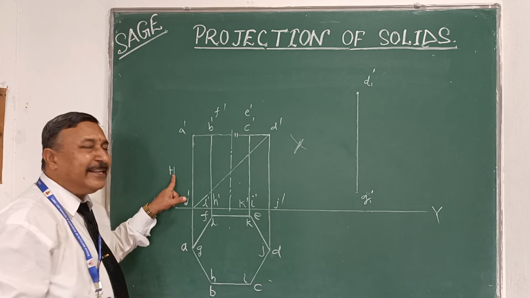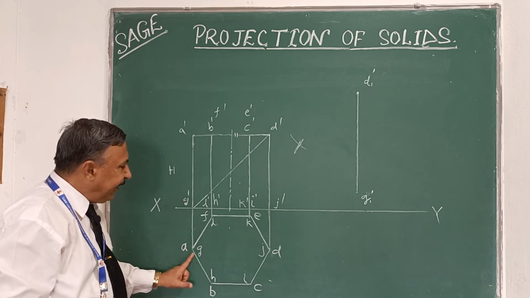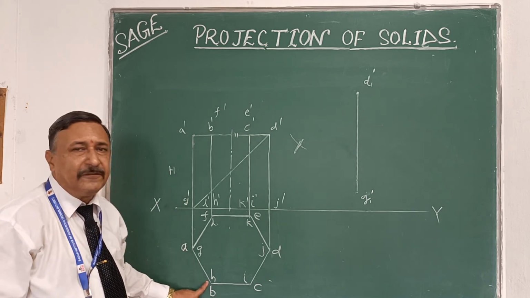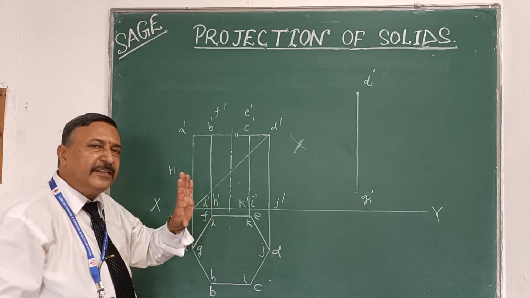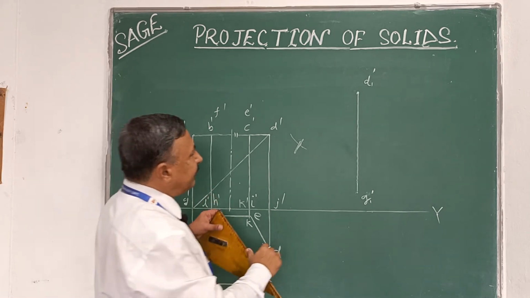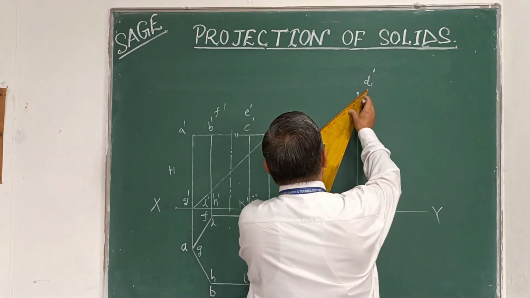If we take the height as 50 and the edge of this base is 25, because this length is just double of 25, means 50. Okay, so we complete this.